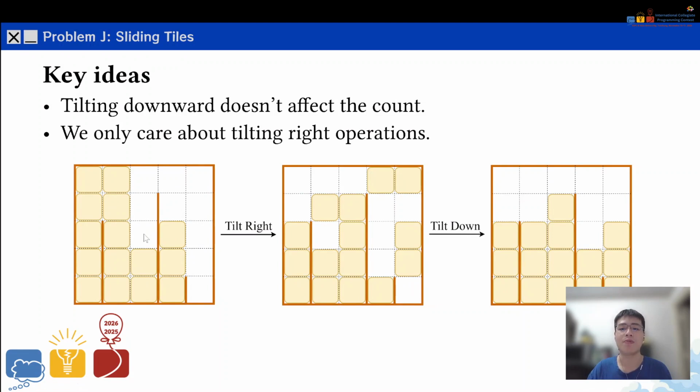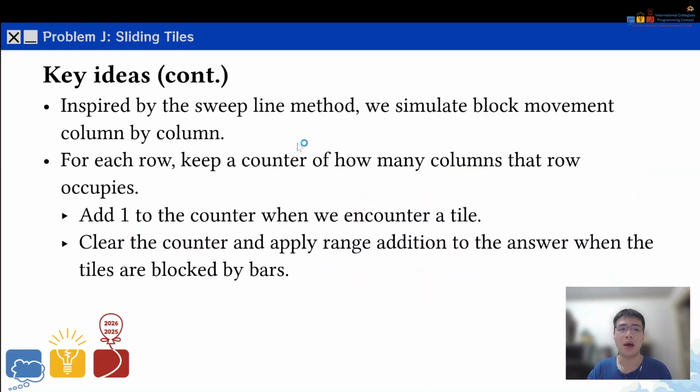So how to solve this problem? Well, first of all, we can make some easy observations. The first one is that tilting downward doesn't affect the count, which I think is pretty obvious. So we only care about tilting right operations. Because in this problem, the size of the board is pretty large, like 10 to the fifth power or something like that, we cannot simulate the movement of the blocks naively. So instead, what we can do is the sweep line method.